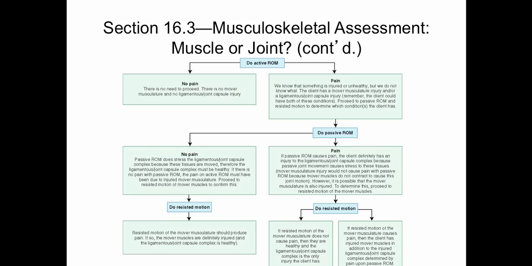This flow chart demonstrates the proper sequence to follow when using an orthopedic test procedure to assess a musculoskeletal soft tissue injury. The test procedures listed here are active range of motion, passive range of motion, and resisted motion. Active range of motion and passive range of motion would both cause pain if the antagonistic muscles are injured or tight, but resisted motion would not cause pain in the antagonistic musculature of the joint movement.